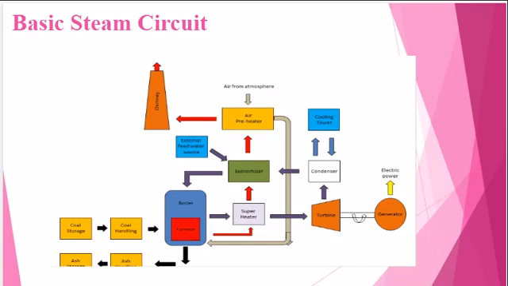Basic steam circuit. The basic steam circuit involves steam flowing from the boiler to its usage point and back as condensate. It includes key components like steam pipes, traps, and condensate return units. A well-designed circuit minimizes energy loss and ensures efficient steam distribution. Steam is used for heating or power, then condensed and returned to the boiler, enhancing overall efficiency.